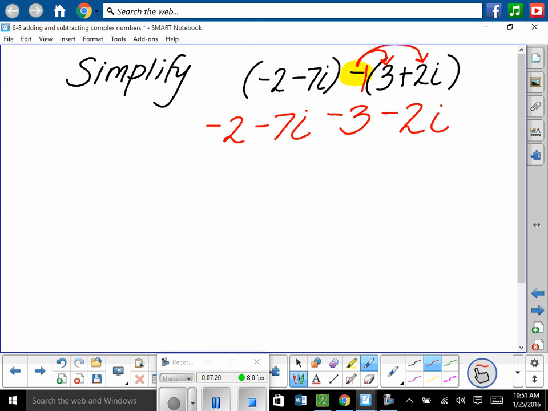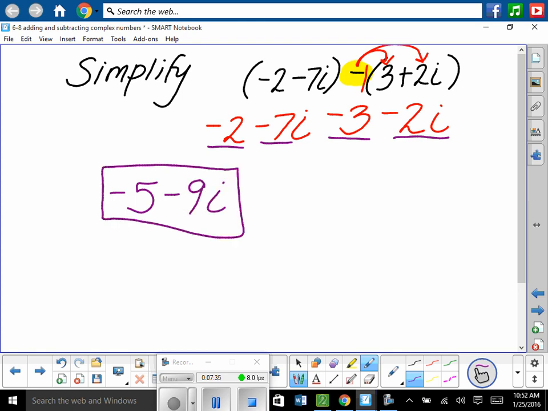Okay, let's combine like terms from here. Negative 2 minus 3. Negative 5, very good. And negative 7i's minus 2i's. Minus 9i's. Very good. And it's in the form a plus bi. Questions? One more subtraction and then I'm going to let you work.